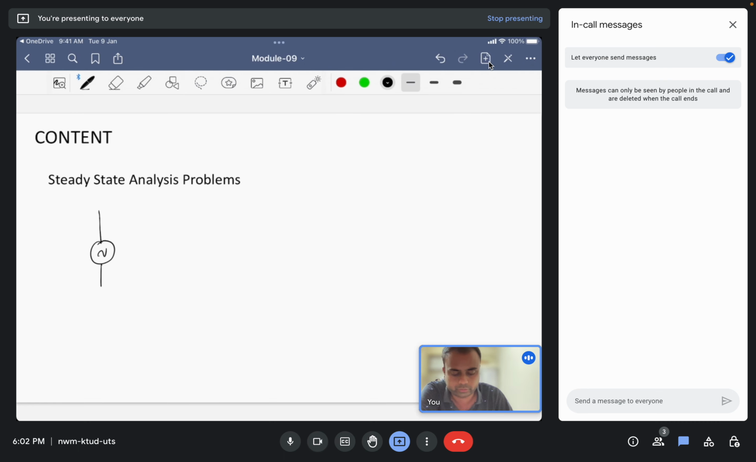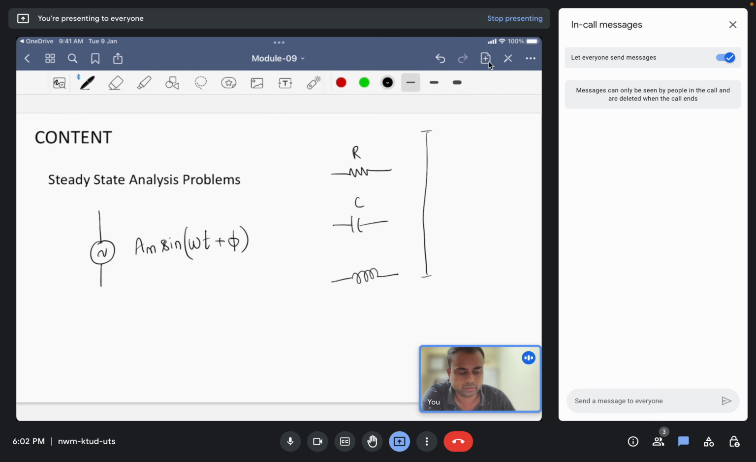An AC source will be a wave function of some amplitude and some frequency omega, which will be a function of time, and some phase phi. And the components associated will be a resistor, it can be a capacitor, or it can be an inductor. So basically we'll be solving network problems associated with these three passive components.